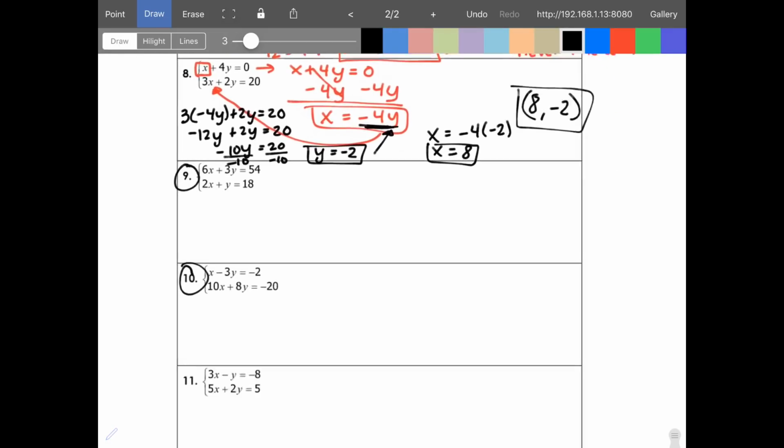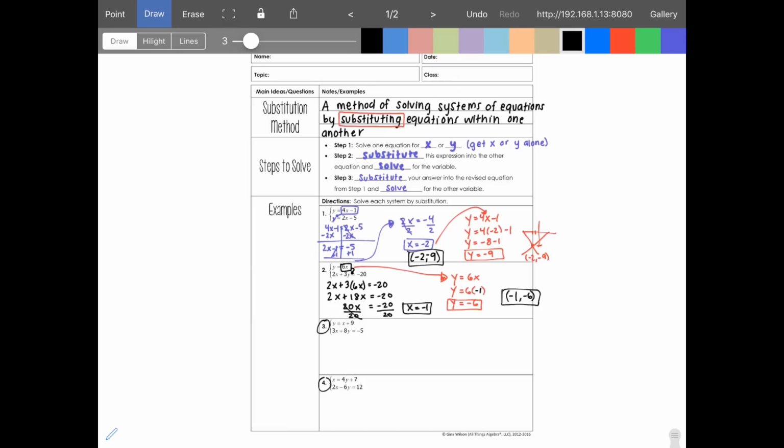Okay, so try 9 and 10. Also try here 3 and 4.